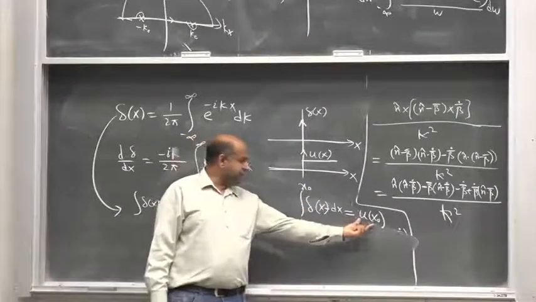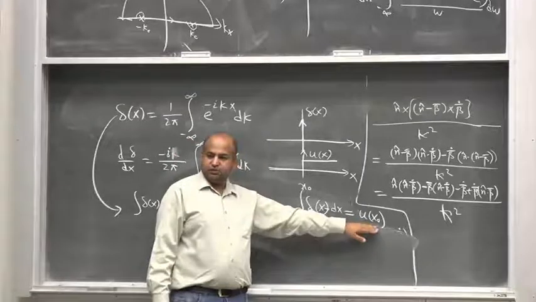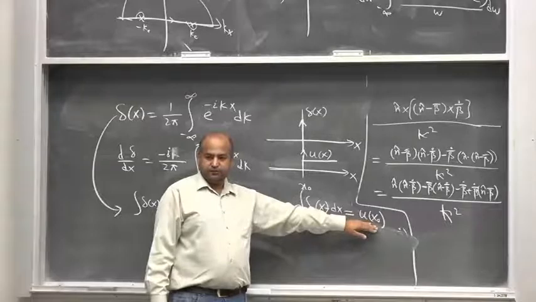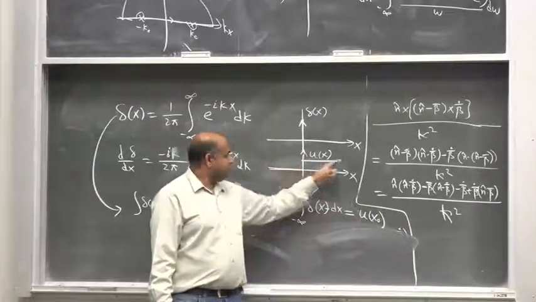So this is the function that stays the same. If x naught is less than 0, this is 0. If x naught is greater than 0, this function is 1. So this is a unit step function.